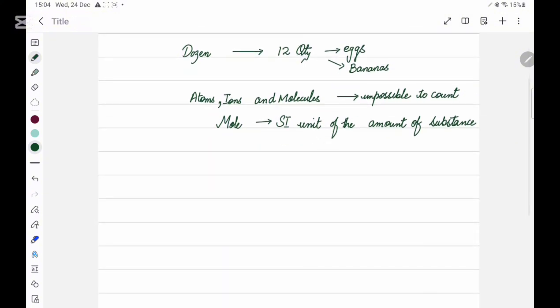1 mole of any substance, this is very important, is equal to 6.02 times 10 raised to power 23. And the substance could be anything. It could be an atom, a molecule, or an ion.